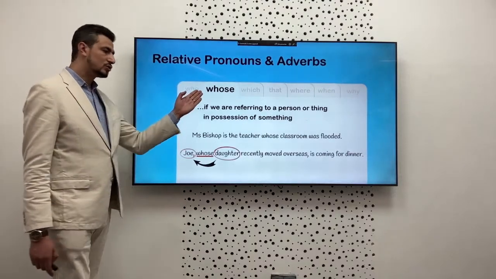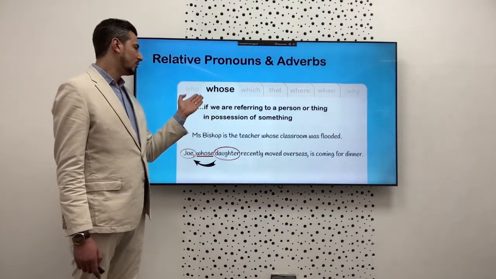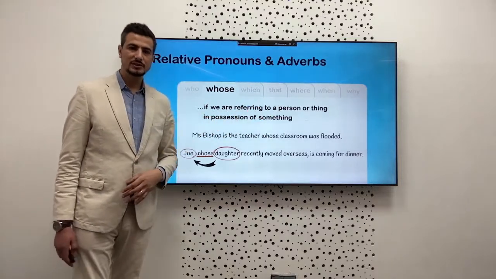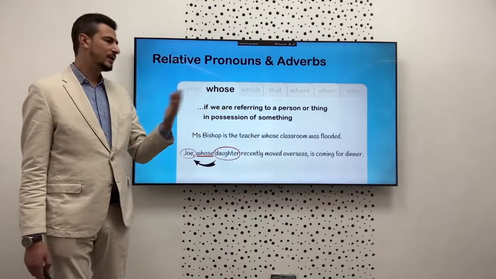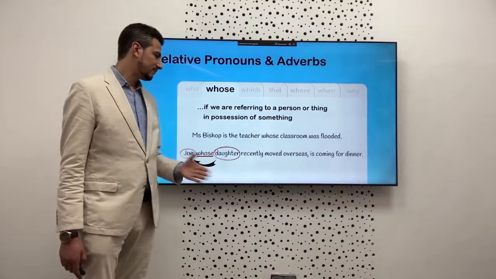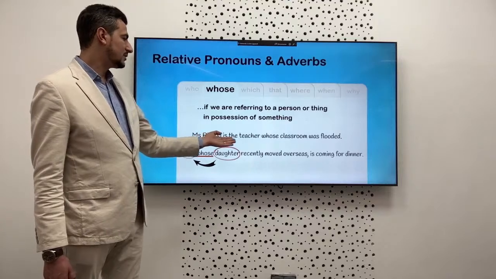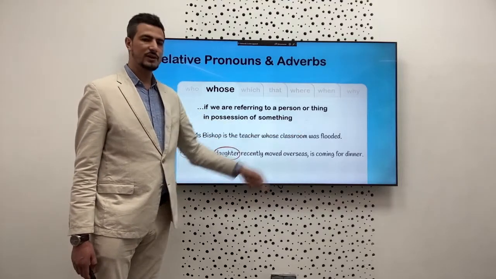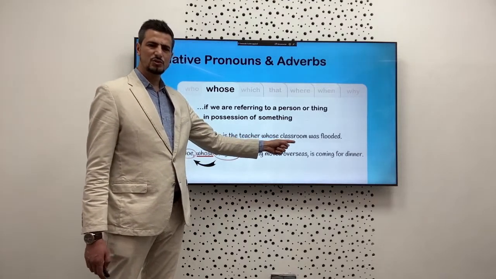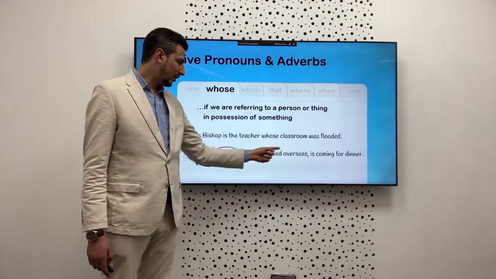The other example is whose. You have to pay attention to differentiate between who and whose. We use whose if we are referring to a person or a thing in possession of something. For example, you want to refer to a man or woman not by something they do, but by something they have. Let's read this example. Mrs. Bishop or Miss Bishop is the teacher whose classroom was flooded. So you can see whose classroom. Which classroom? The classroom that belongs to the teacher.